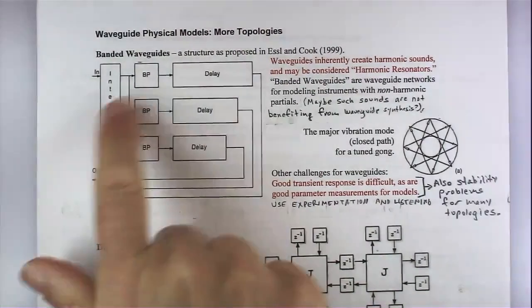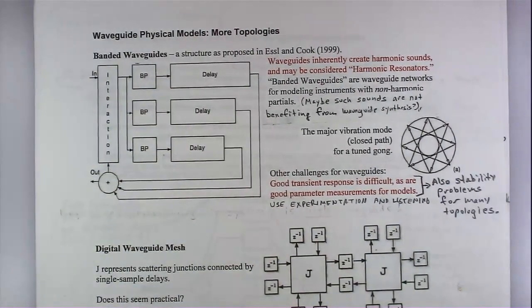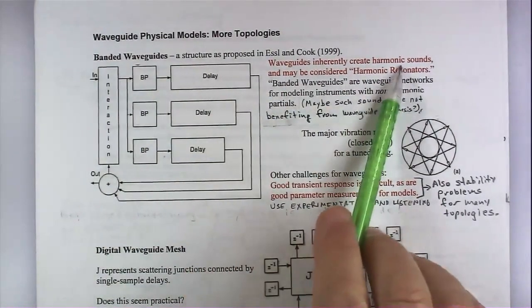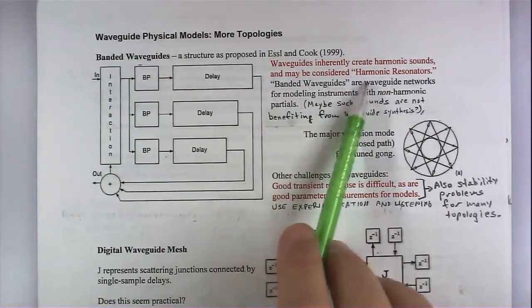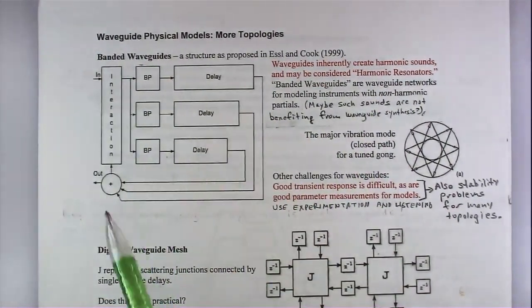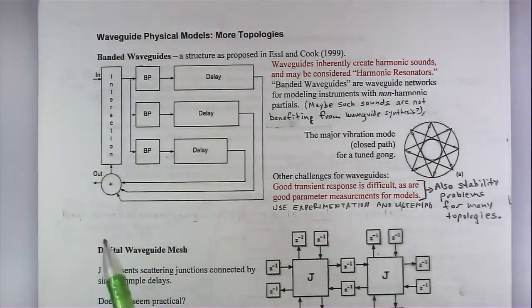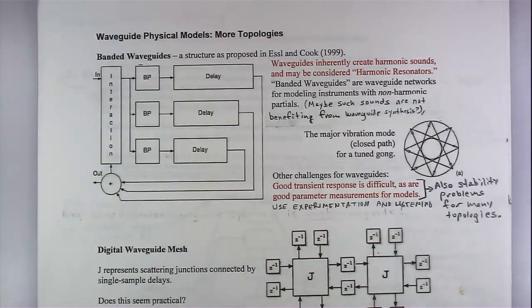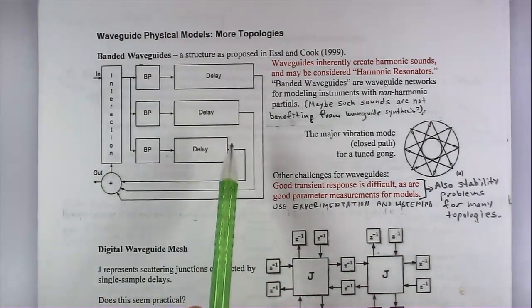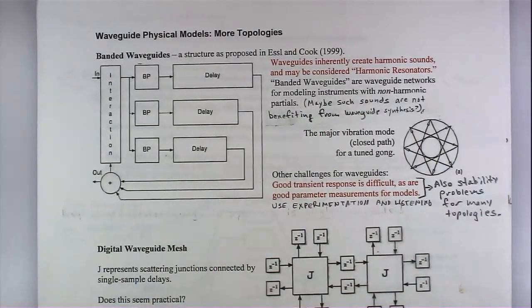Here's something where even the sustain isn't harmonic. Waveguides are inherently harmonic and may be considered harmonic resonators. I got that term from Symbolic Sound. I don't know if it's a general term or just one they use. But it's a harmonic resonator, just like a simple acoustic space is a harmonic resonator. So banded waveguides are waveguide networks for modeling instruments that are non-harmonic.